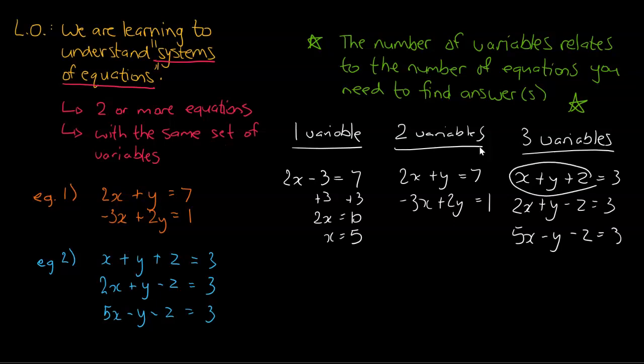So because we have three different variables, we need three different equations to go ahead and find out each of those variables. Now that's just a general rule. There will be some times where you might not necessarily need all the information, but just generally speaking, one variable means you need one equation, two variables you need two equations, and finally three variables you need three equations. And these are the types of questions we'll be focusing on this year.